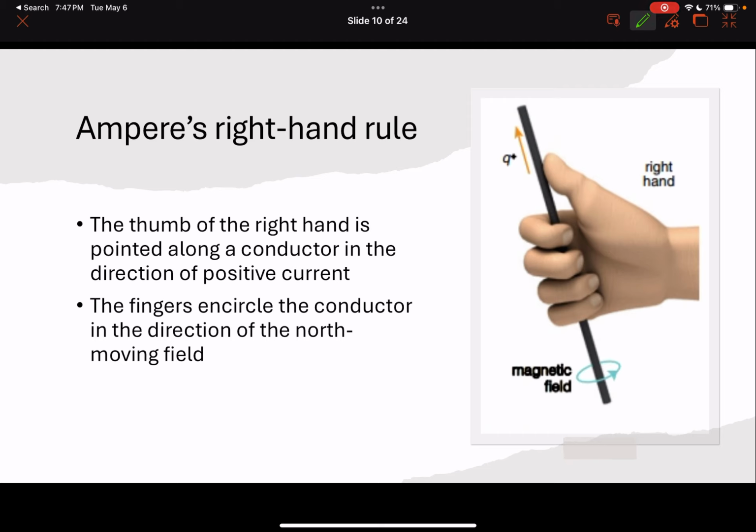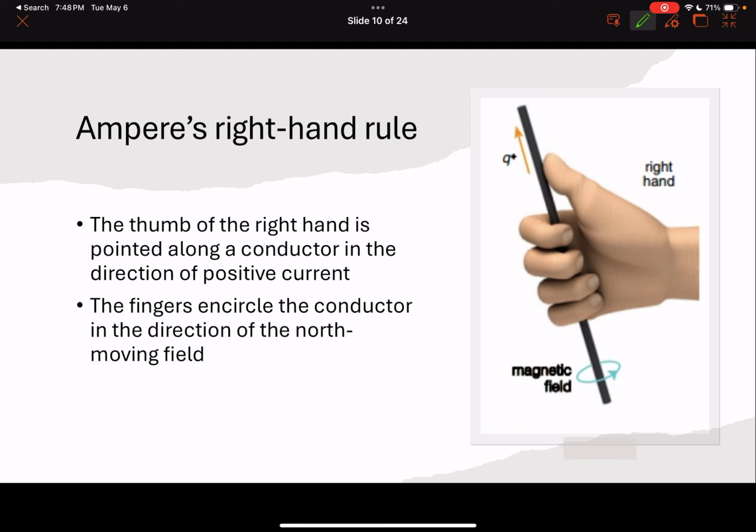So now we want to figure out which direction our current is going to go. We can use what's called Ampere's right-hand rule. French scientist André Ampère first proposed a method to determine the direction of the magnetic field about a current-carrying wire. He's the first guy to do it.